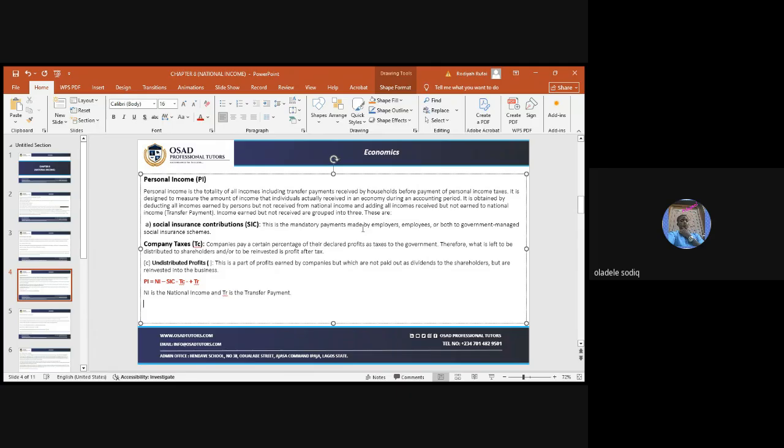So it's not only pension, PAYE too. You know what they call PAYE? Pay As You Earn. That is tax. So that one too, they will deduct it. All that money is what we classify under social insurance.